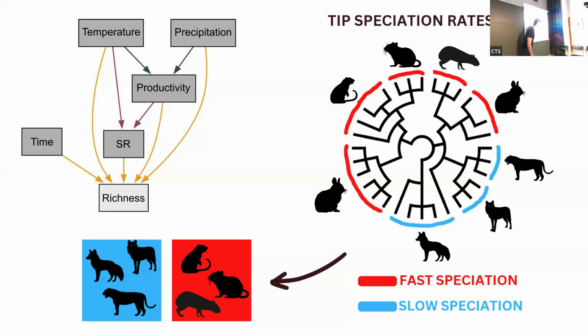And once we have the information for each tip, and we also know where each species occurs along the grid cells, we can average the speciation rates based on the co-occurring species, and then also create this spatial variation in speciation rates as was done for species richness.